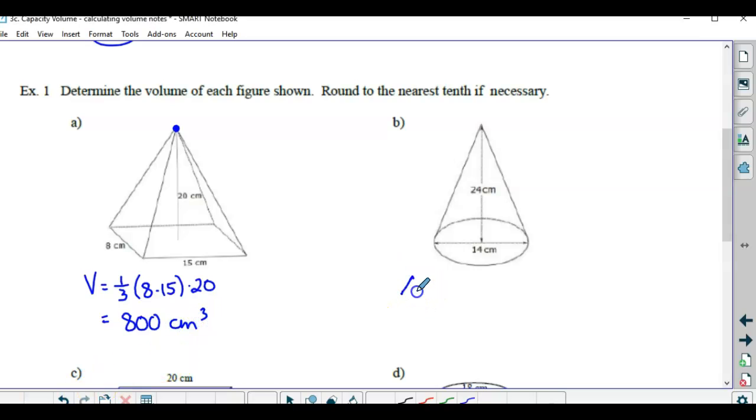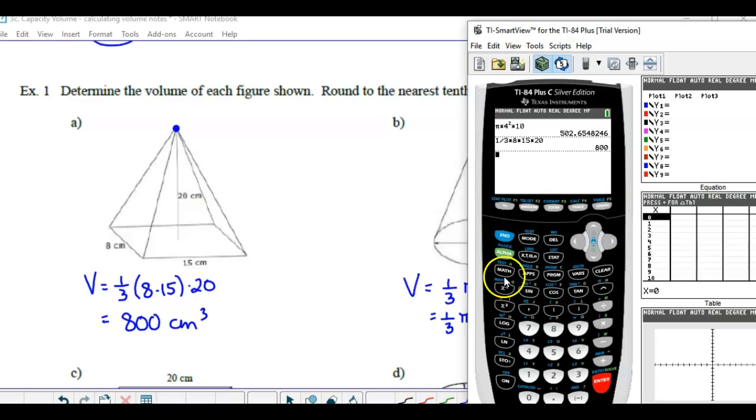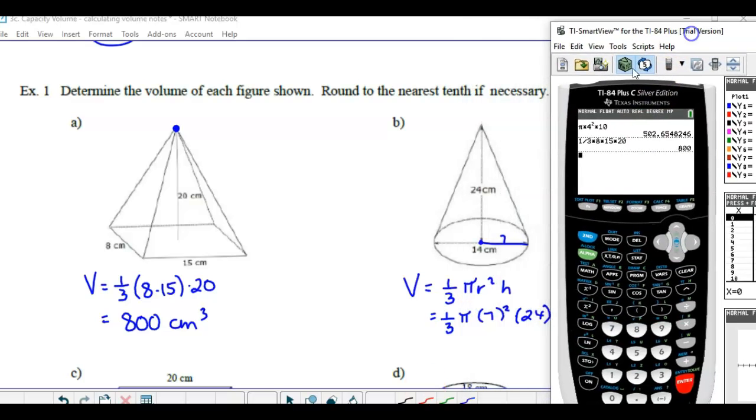Okay, so the next one is a cone. The volume of a cone is 1/3 pi r squared times the height. Take a look. The diameter is 14, so the radius is 7. So that's 1/3 pi times 7 squared times 24. I just put them all in brackets. Then when you get your calculator out, you can just go 1 divided by 3 times pi.